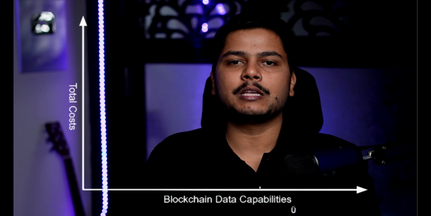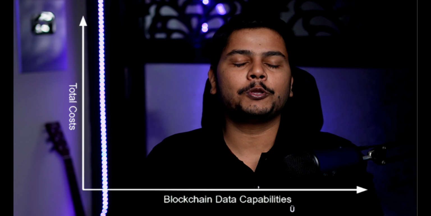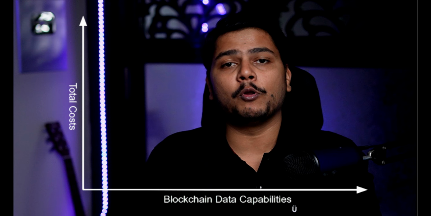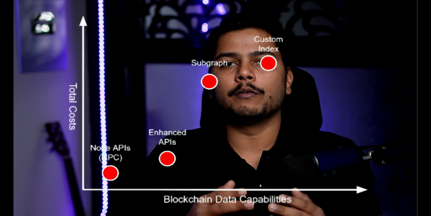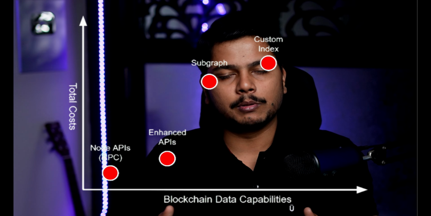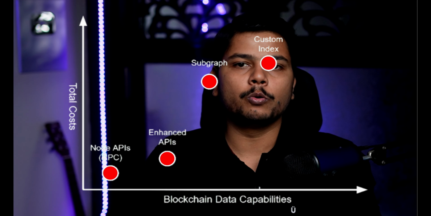On your screen, you can see a graph where I'm showing you the total cost as well as the blockchain data capabilities, with blockchain data capabilities on the x-axis and total cost on the y-axis. On the graph, you can see various options with the help of which we can get the data from the blockchain. First of all, we have this Node API.